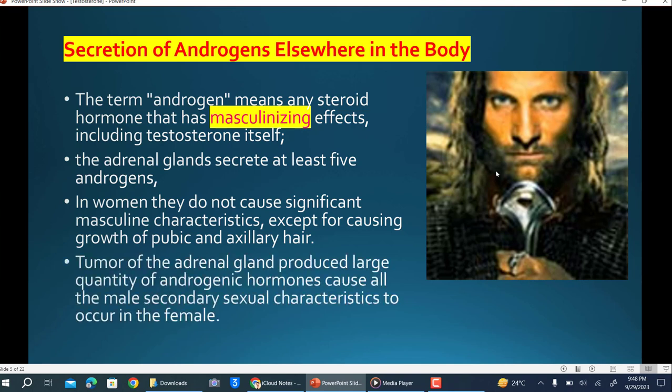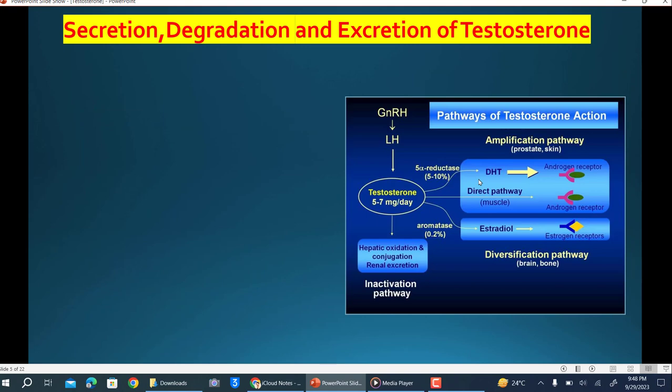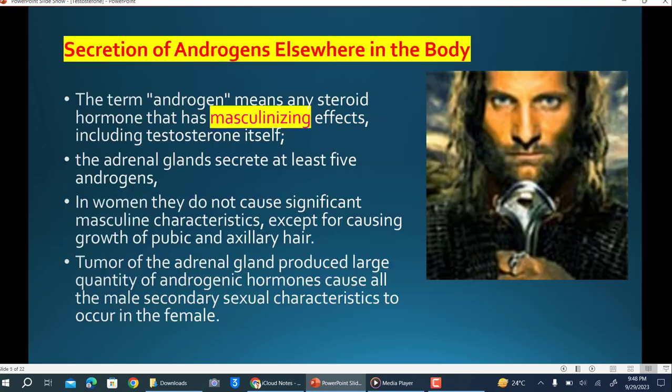Tumors of the adrenal gland produce large quantities of androgenic hormone and cause all the male secondary sexual characteristics to occur in females. Masculinizing effects include growth of hair on the face and other parts of the body, or even on the whole body, arms, chest. This is called the masculinizing effect.